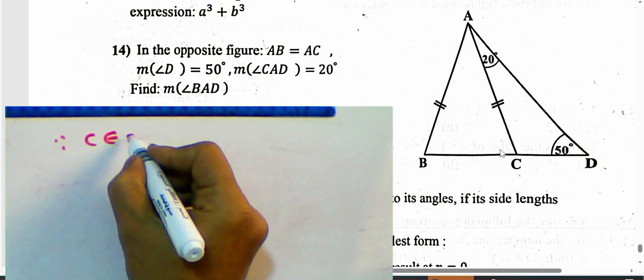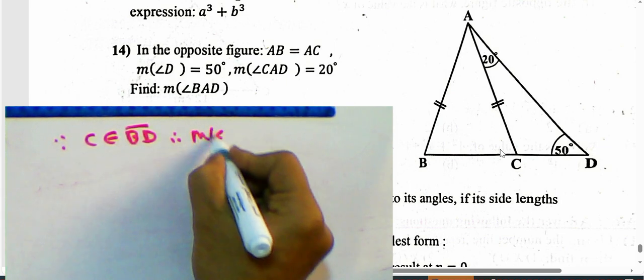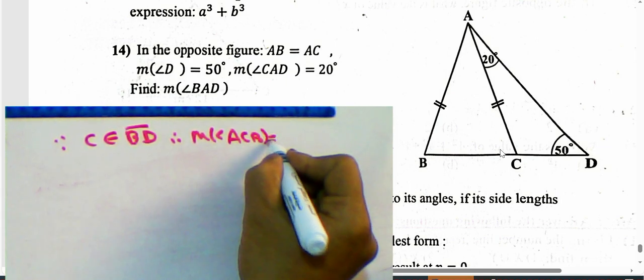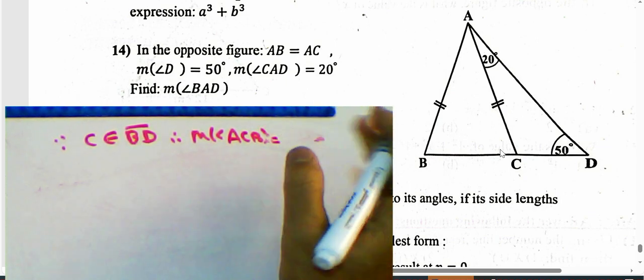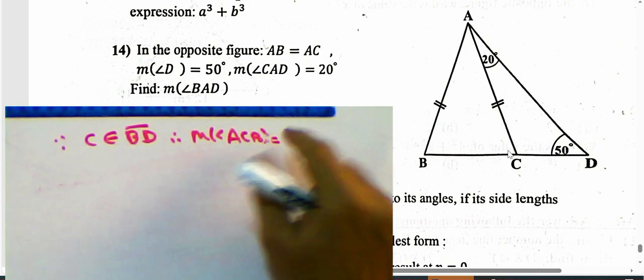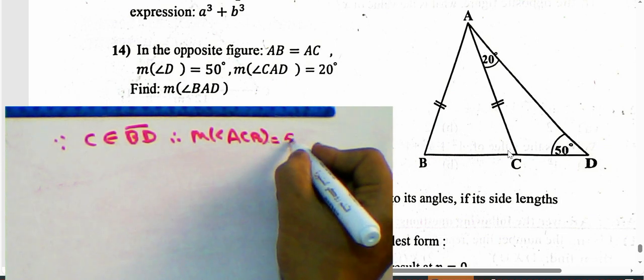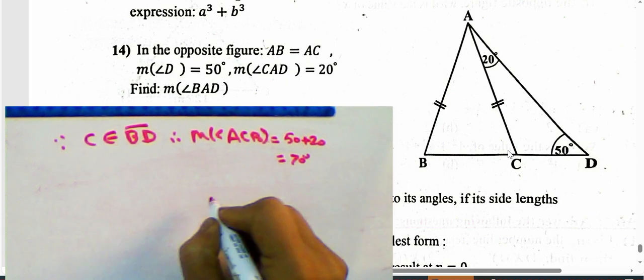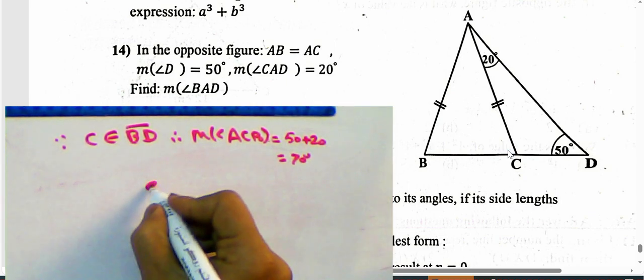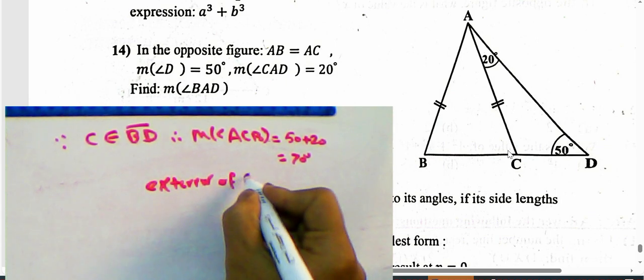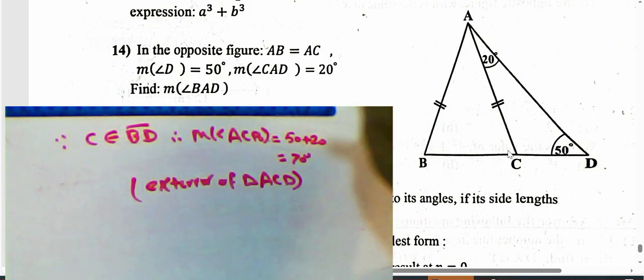This angle, look with me, such that we have the point C on the line segment BD. Then the measure of angle ACB is equal to 180 subtract... no, you can write directly, we don't need to find 180 subtract the adjacent angle, because this angle is the exterior angle of the triangle. Then the measure of angle ACB equals 50 plus 20 equals 70 degrees. This angle will be 70 degrees. Why? Exterior angle, right? It's exterior of triangle ACD. Okay, my students, this angle is exterior.